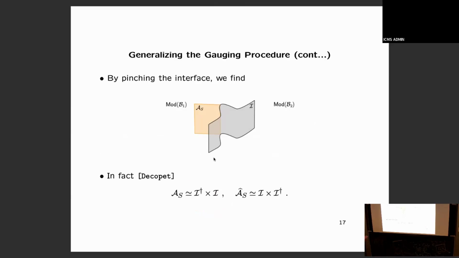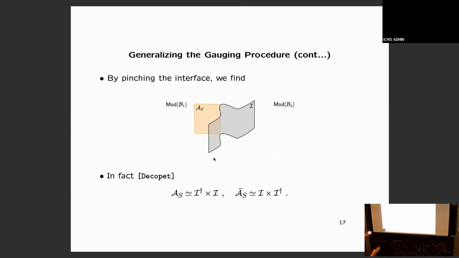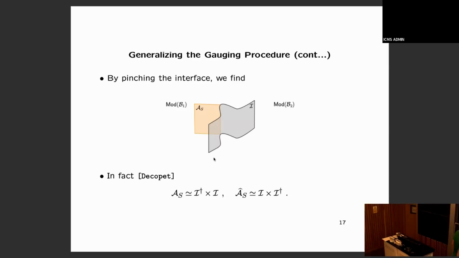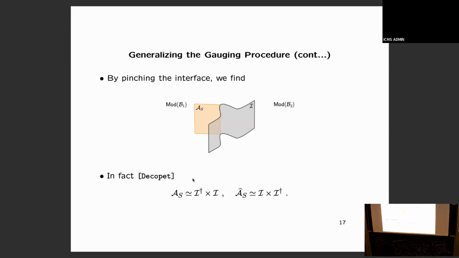And in fact, by pinching the interface, and this is used a lot in the second paper which I described but I'm not going to get time to discuss, which has some interesting quantum information implications, you can pinch this surface I, and AS turns into I dagger times I. And with a little bit more work, which I'm not going to get into, Decopé shows that this AS surface is on the nose I dagger times I.